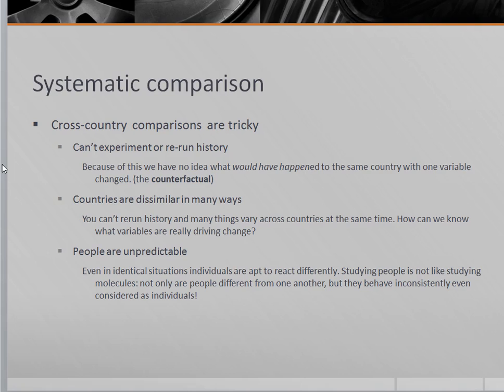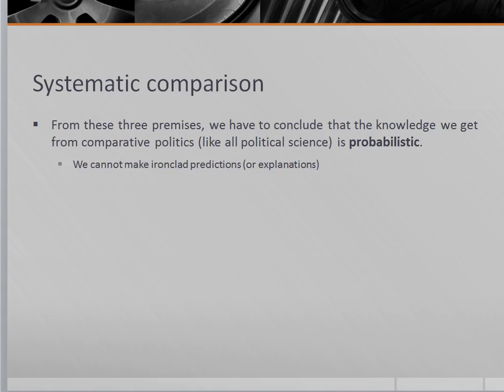Studying people is not like studying molecules. People are different from one another, and they behave inconsistently, even as individuals. That is to say, even as an individual, you might do one thing one time, and then the next time you're faced with the same situation, you do something different. Because of that, social sciences are trickier than the natural sciences, and comparative politics is no exception to that rule.